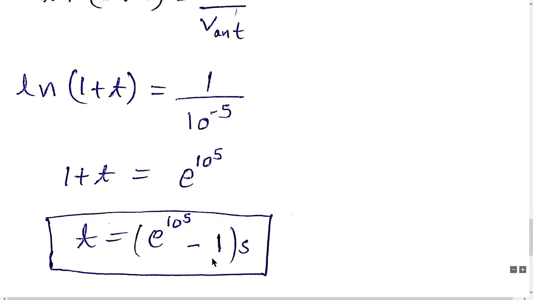But this is a very, very long time. Perhaps the ant will die, but again it is a hypothetical question. So we need not think about whether the ant will die.